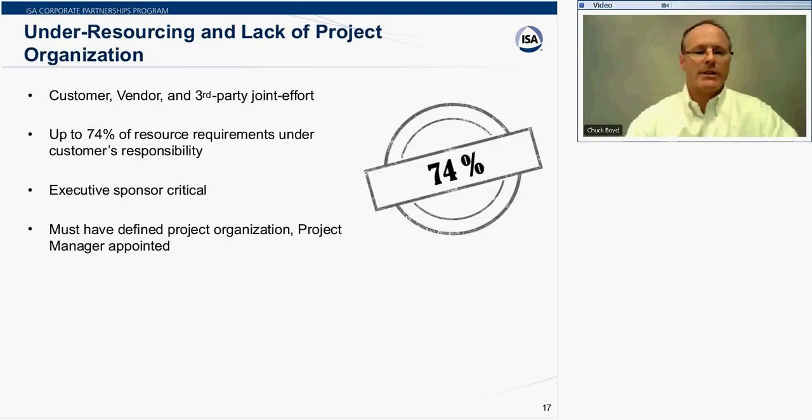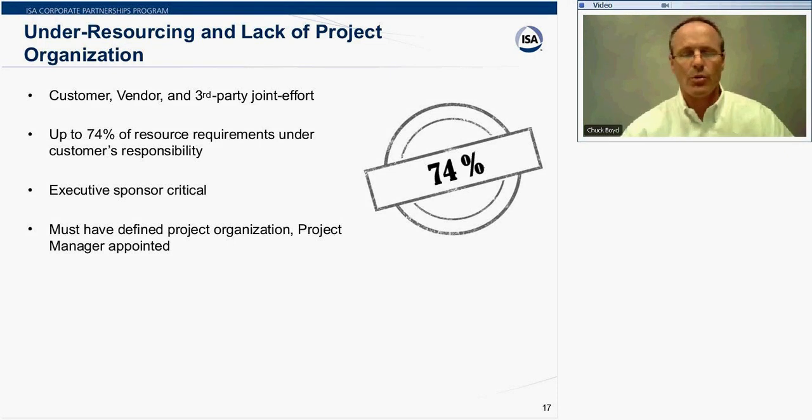And our last one, under-resourcing and lack of project organization, is critical. This is really a collaboration between a customer, a supplier, and possibly a third party. Most of the resources will be allocated by the customer, so it's a huge commitment on the customer's part. The executive sponsor is super critical in these projects.